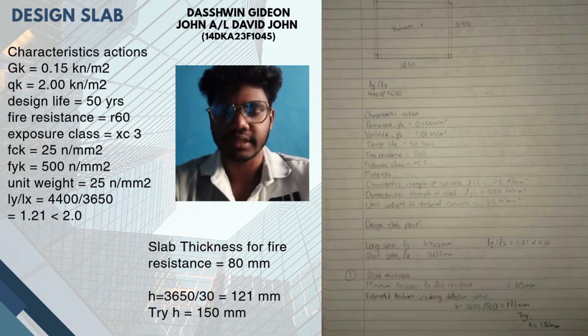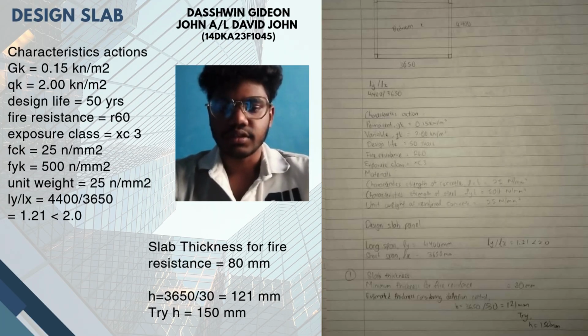So my name is Dashin Gideon John, matrix number F1045. I'll be presenting about slab designing. My layout is X value is 3650, Y value is 4400.